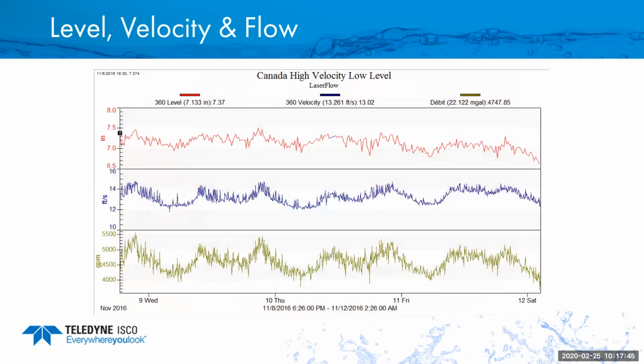So here's one that was a site in Canada. They had a pretty challenging, to say the least, application. The water velocity in this point where I've selected right there was 13.02 feet per second. So incredible velocity, very, very difficult, and nothing's going to have a good time measuring that at only 7 inches deep. 7 inches deep, 13 feet per second is an incredibly challenging application.